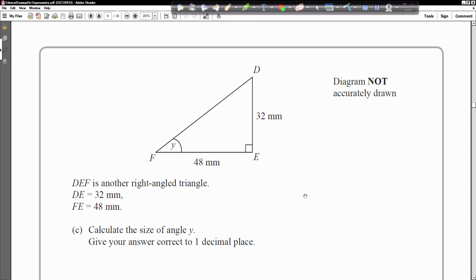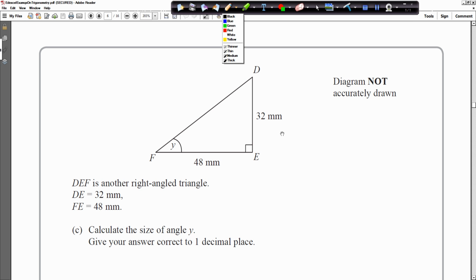Has anybody done this question so far? Yeah, 300 people have done this question. Okay, what's the answer for this one? I got 33.7. 33.7 is absolutely correct. It uses the tan ratio, opposite over adjacent. You have to use inverse tan on 32 over 48. That's just a quick review of how you would do that.